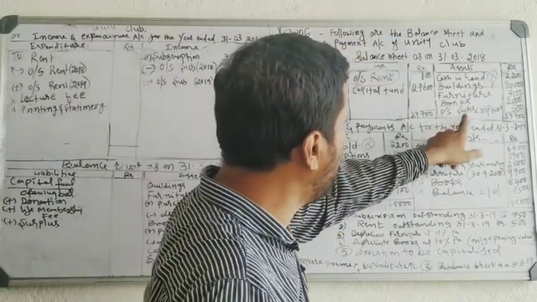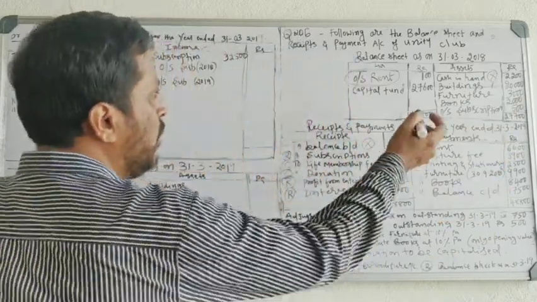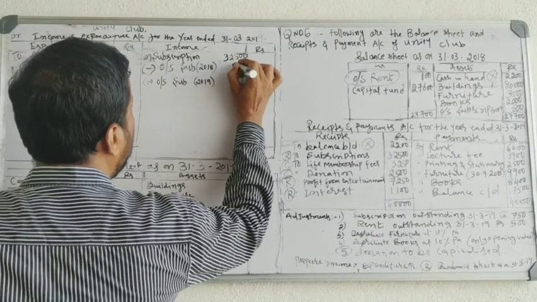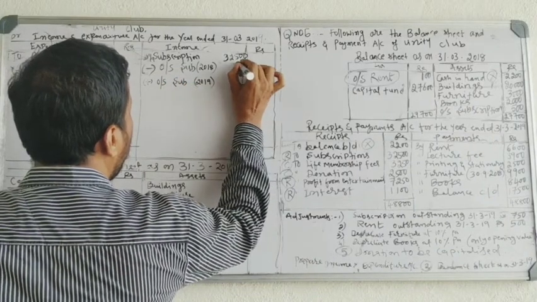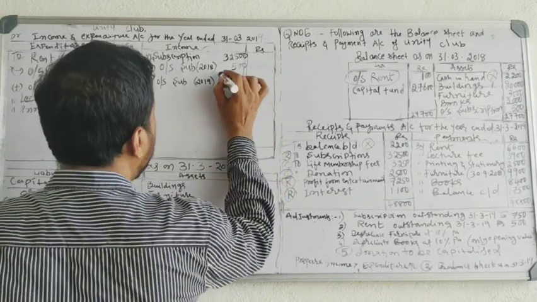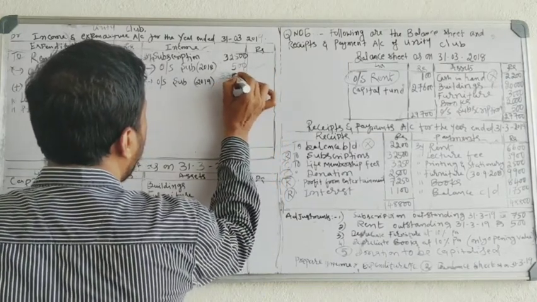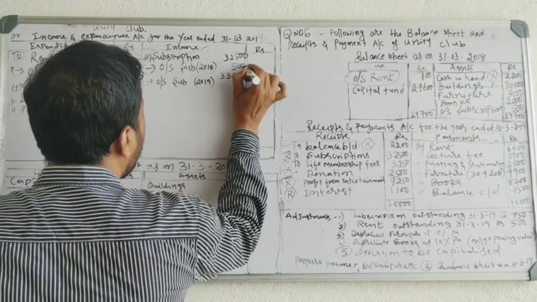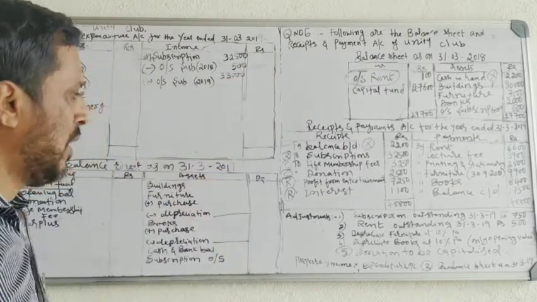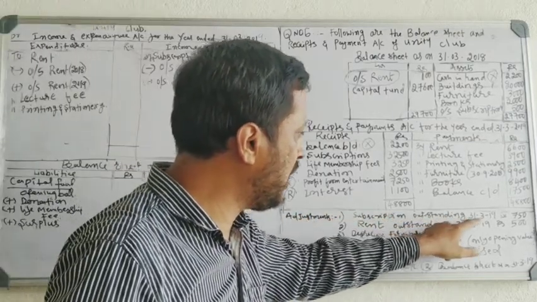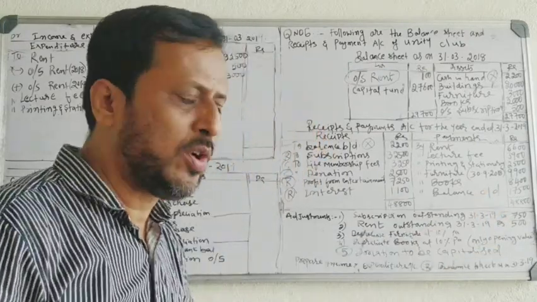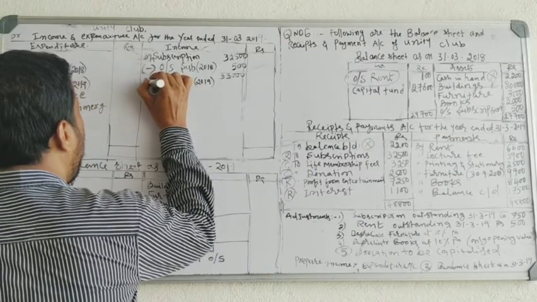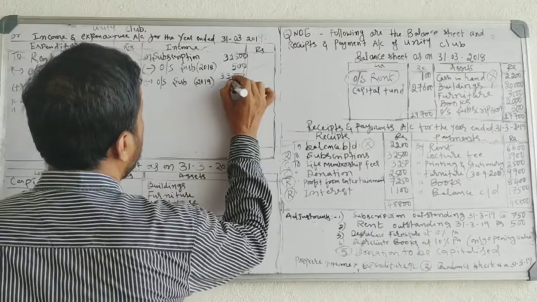Okay, see the last year balance sheet. Outstanding subscription 500 rupees. 2018 outstanding subscription 500. Less outstanding subscription 2018 500. Total 33,000. Then see the first adjustment. Subscription outstanding 31/3/19 750. Current year outstanding is 750. Add current year outstanding 750.